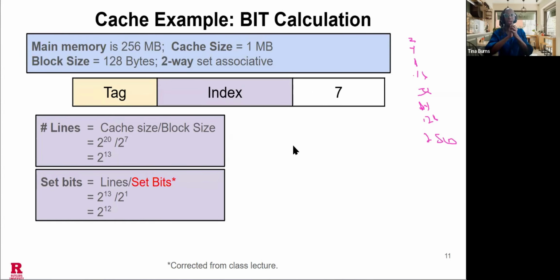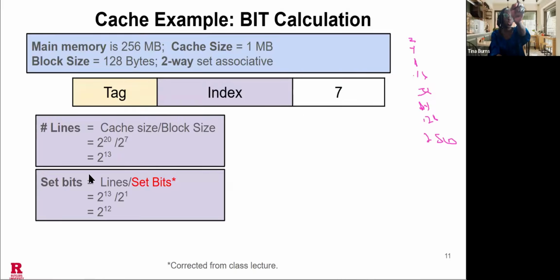Now, I'm going to take that and say, if this is a two-way set associative cache, then that means each cache set has 2 lines in it. It's two-way, so each cache set has 2 lines in it. All right, now that I know it has 2 lines, how many bits do I need to represent this?